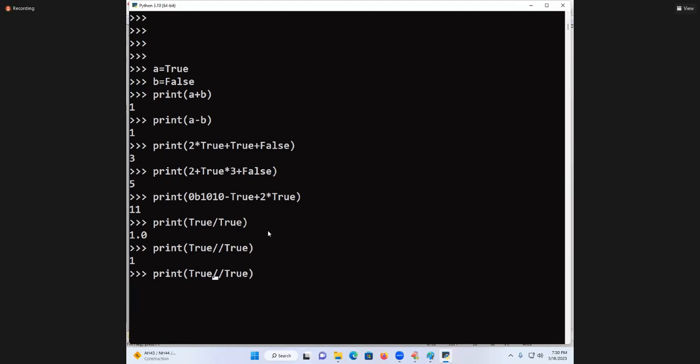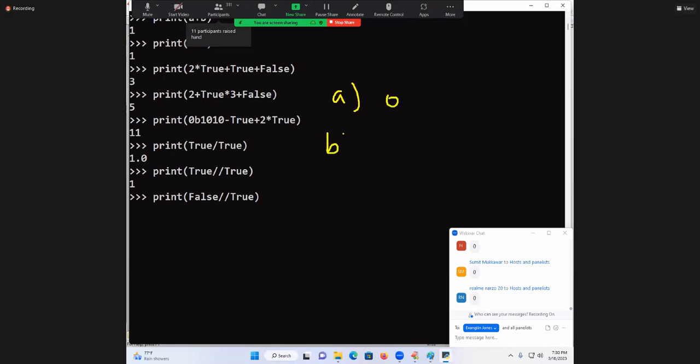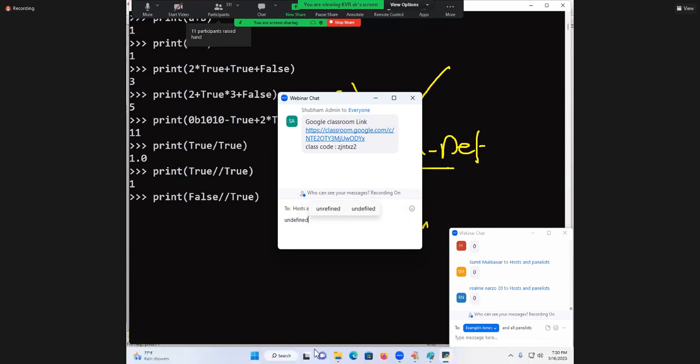Now I will say false by true. Come on. 0. Option A 0, option B undefined, option C 1, option D name error. Come on. 0 raise hands. Right. Undefined is a wrong answer.